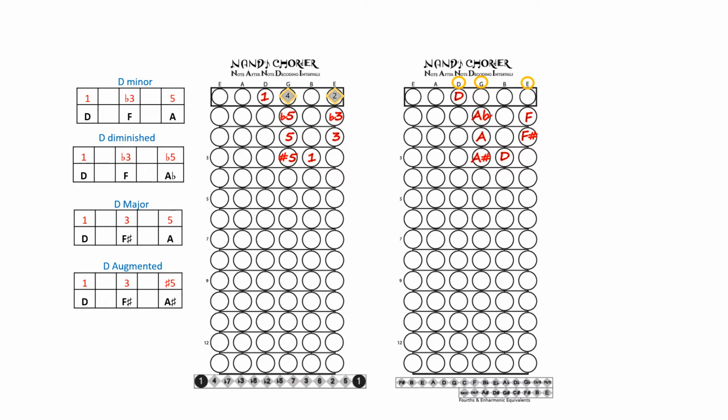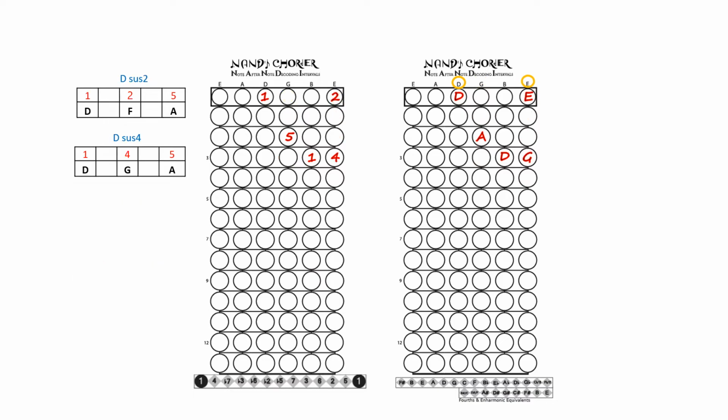fifth. By replacing a triad's third with 2 or 4, we get suspended chords such as sus2 and sus4. The 2 in a sus chord is the open E note, while the 4 or G is found 3 frets above on the top E string.